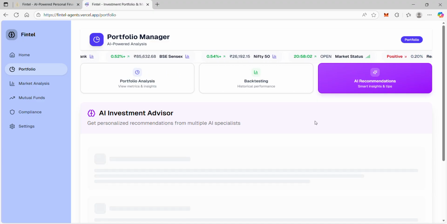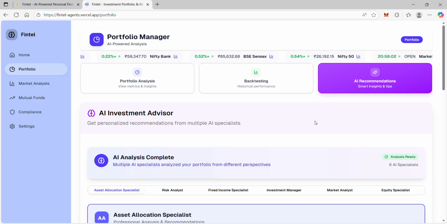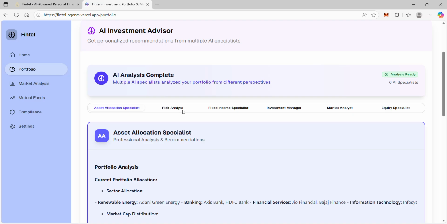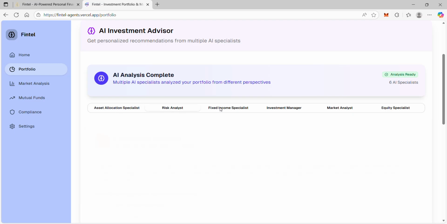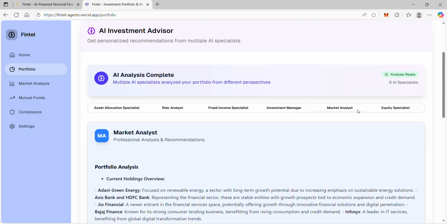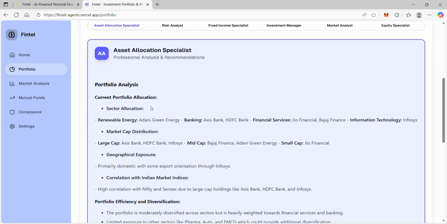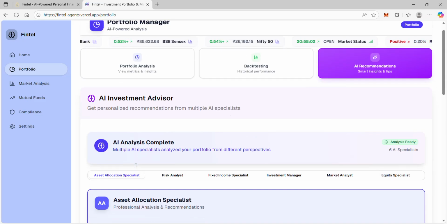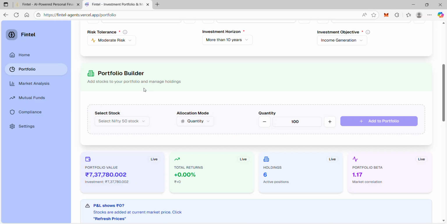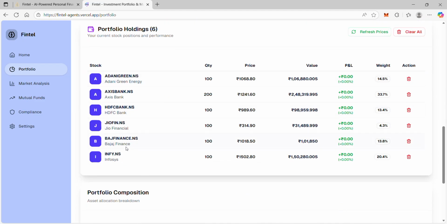So six agents will work together and produce the output for you. First is the asset allocation specialist, second is risk analyst, fixed income specialist, investment manager, market analyst, and equity specialist. So this is the output. You can see this was my portfolio.